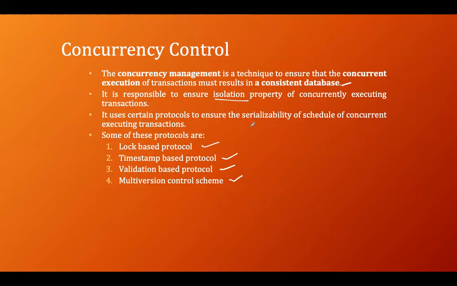It uses certain protocols to ensure the serializability of the schedule of concurrently executing transactions. These protocols will ensure the serializability. Now we have to learn these four protocols related to concurrency control. So I think you got it. What is the problem? The problem is when two or more transactions want to work on the same data or the same database, there might be some problem related to inconsistency of the database. So we can use some of these protocols so that we can make sure that the database will be in a consistent state.